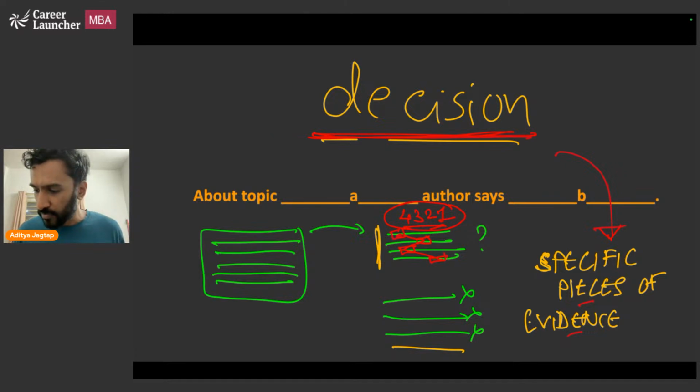Here you have 4 pieces of evidence in each sentence. Same way, if you're declaring an option as incorrect, you should have some specific reasons for declaring options A, B, C incorrect.